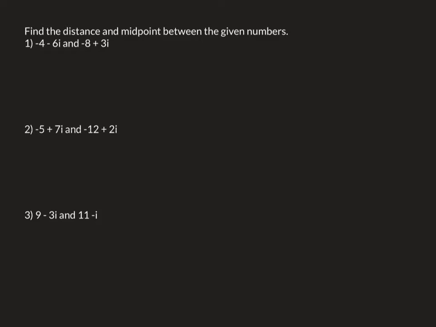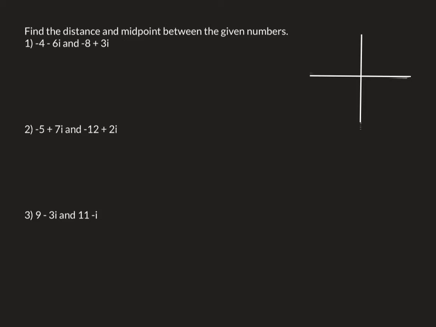Hello. In this video, we're going to be finding the distance between and the midpoint between two complex numbers. So in number one, we have the complex numbers -4 minus 6i and -8 plus 3i. Before we begin, I just want to get a quick visual of what this looks like, so I'm going to draw myself some coordinate axes here. There's the x.